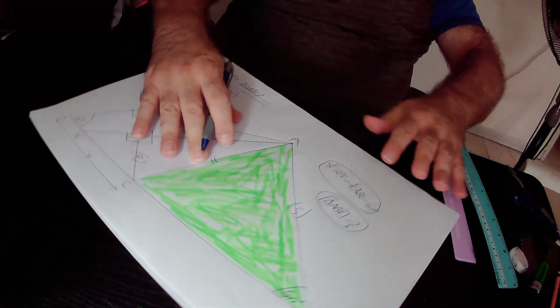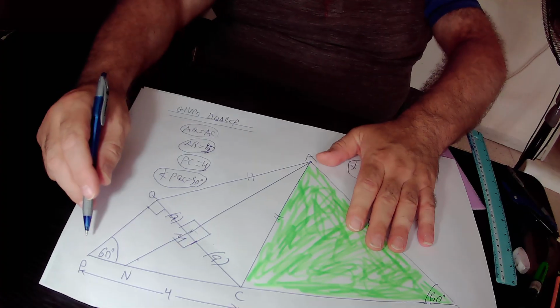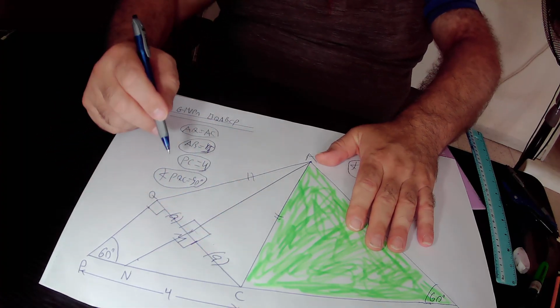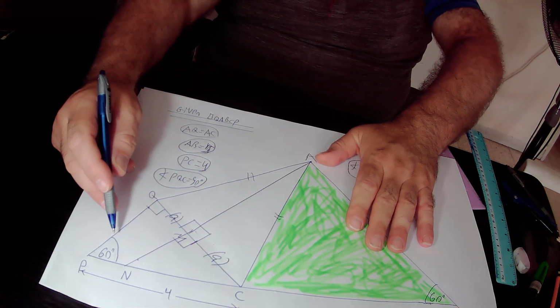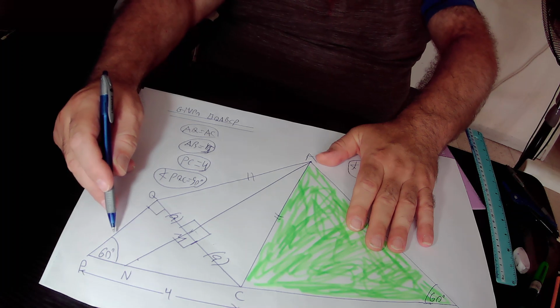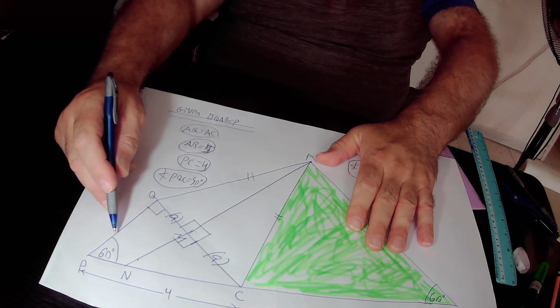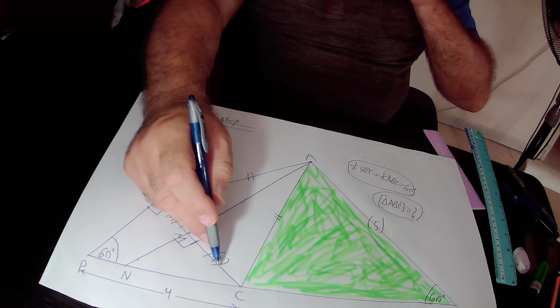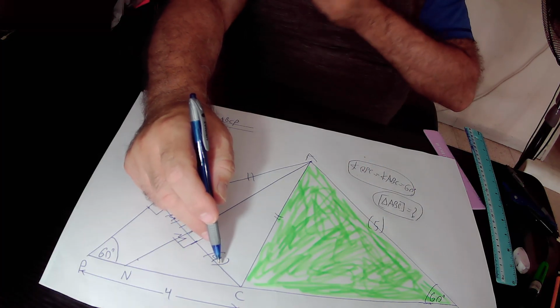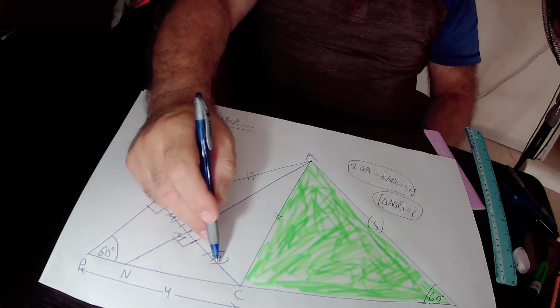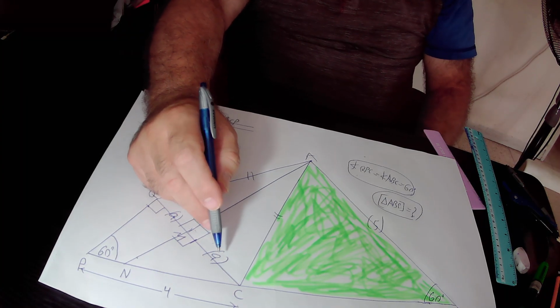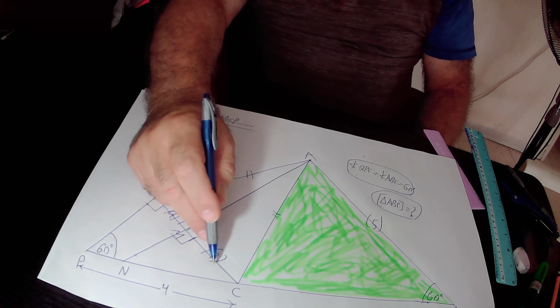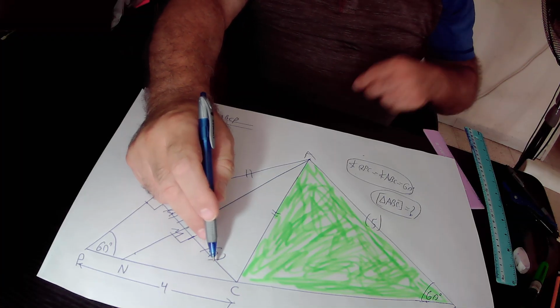So, in the big right triangle PQC, 90 degrees plus 60 degrees is 150 degrees. 150 degrees plus the size of this third missing angle, in total they must be equal to 180 degrees according to the rule that the sum of the angles in any triangle is equal to 180 degrees. Therefore, this third missing angle must be equal to 30 degrees in its size.